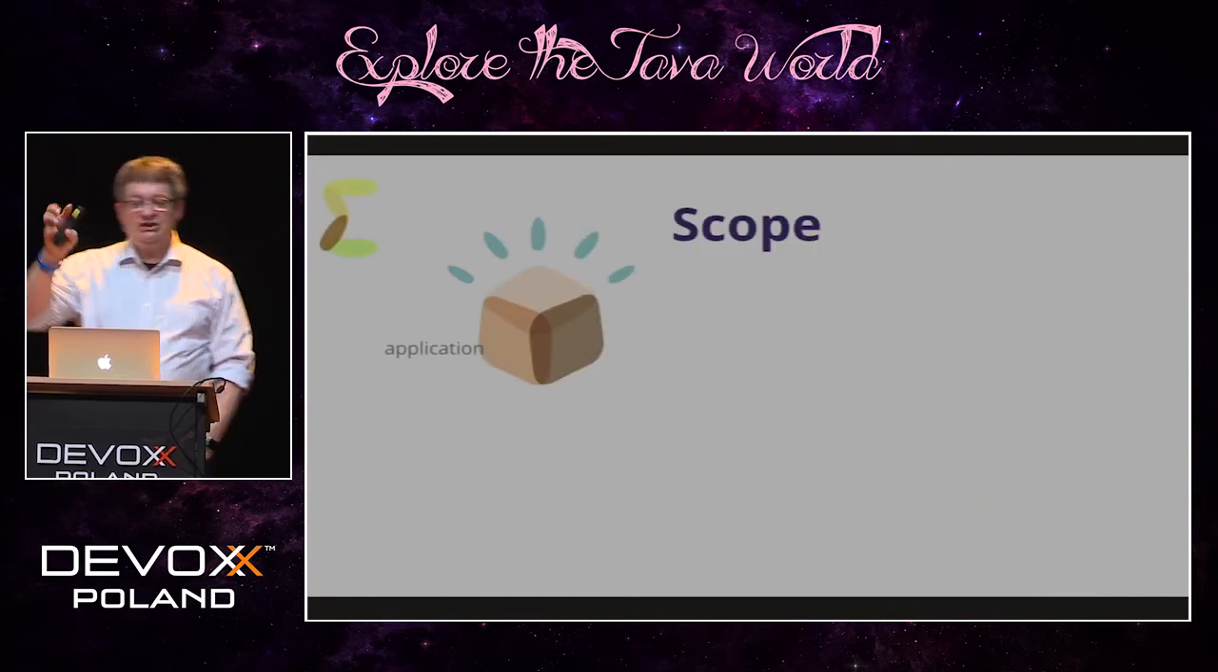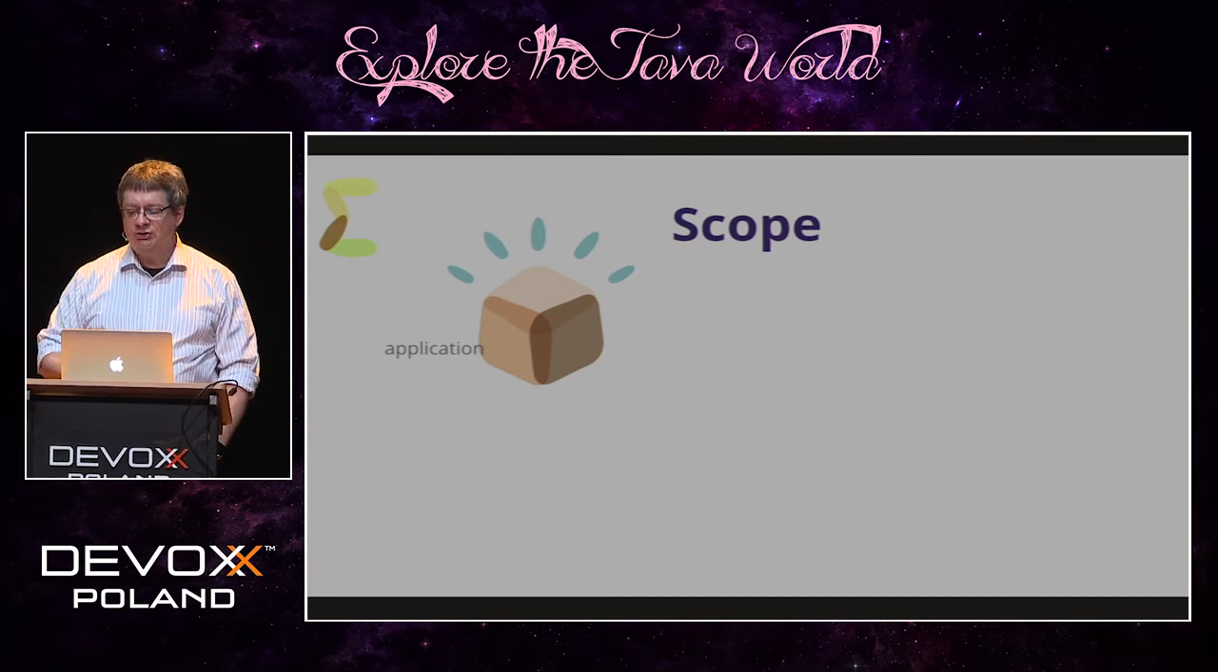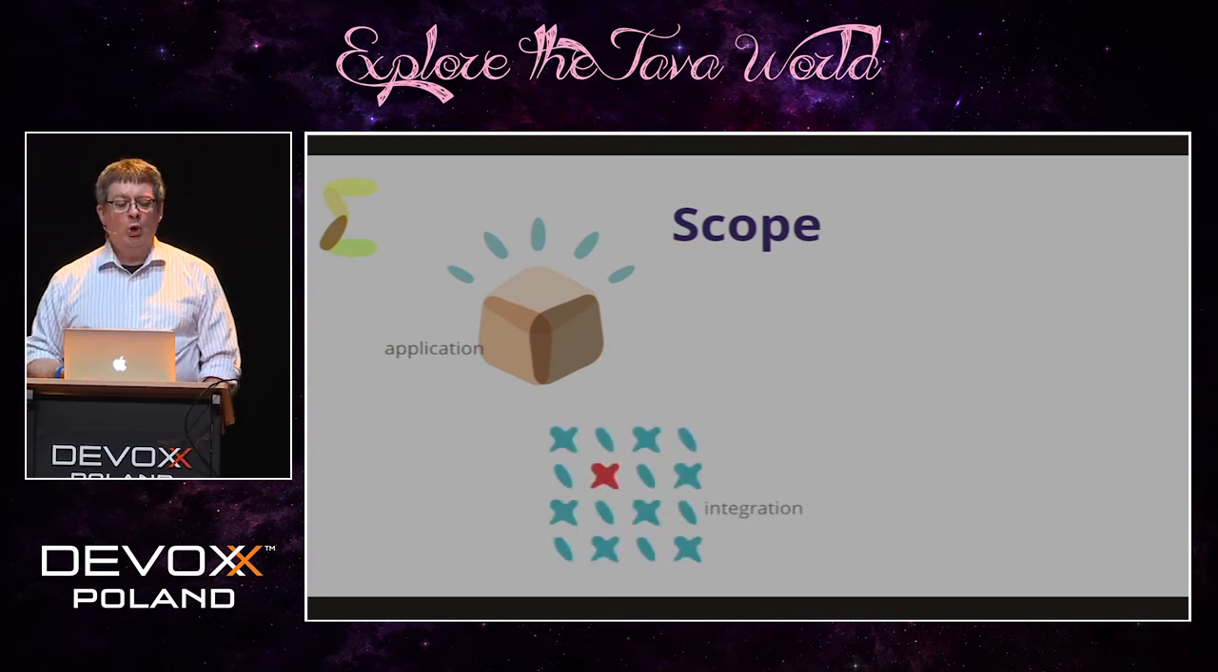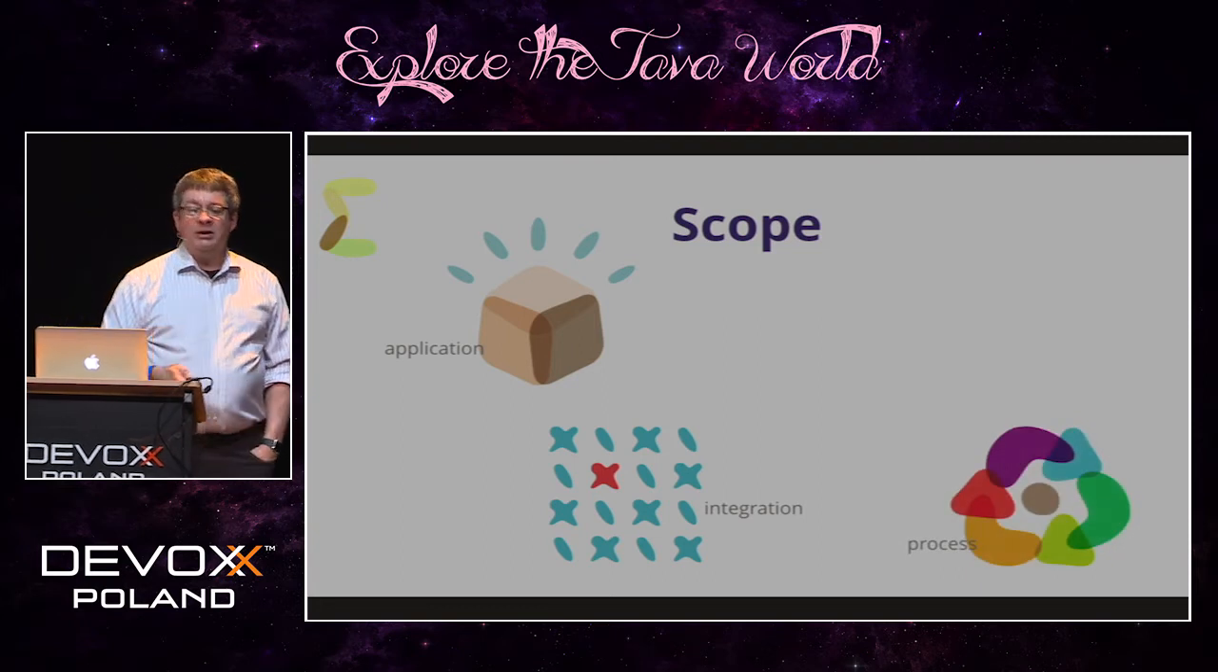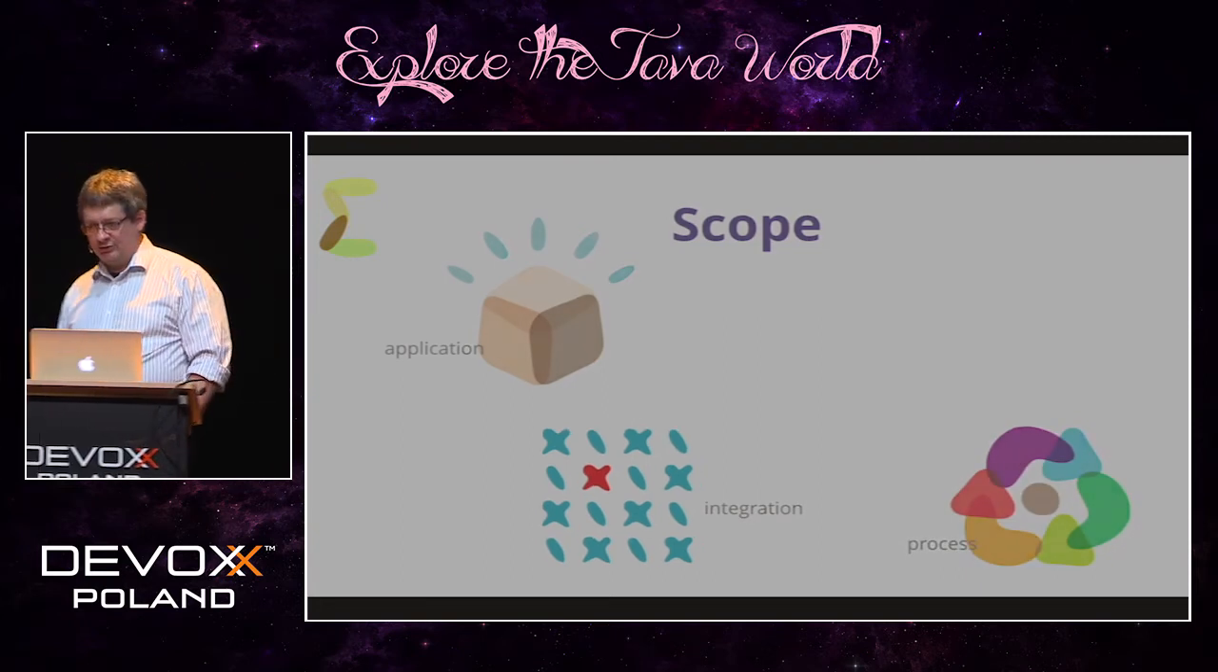And these can exist at multiple scopes within your project: application scope, integration architecture, or process. Let me give you examples of a couple of these. So, integration architecture fitness functions.